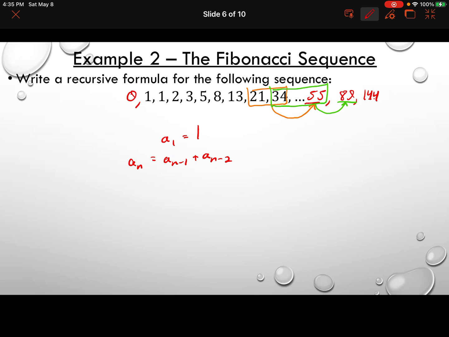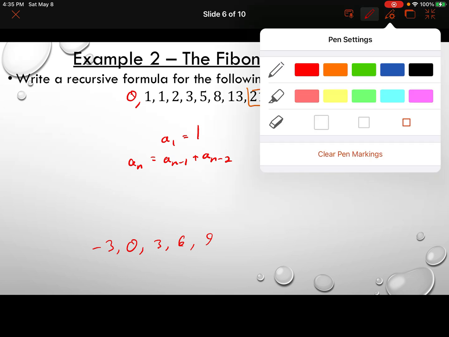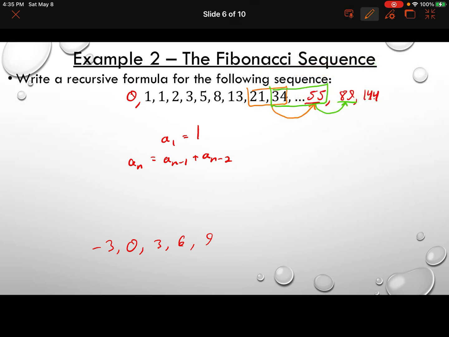But let's think of one more example before you try out some problems on your own. Let's do, I don't know, off the top of my head, -3, 0, 3, 6, 9. Let's say that's your sequence of numbers, and you want to define it recursively.